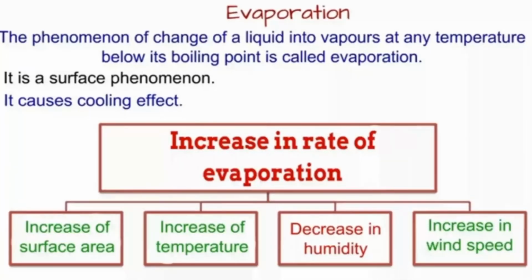Last one is increase in wind speed. The rate of evaporation increases with increase in wind speed. It is a common example: clothes dry faster on a windy day. With increase in wind speed, the particles of water vapor move away with the wind, decreasing the amount of water vapor in the surroundings. Clear? This is all about evaporation and its factors.